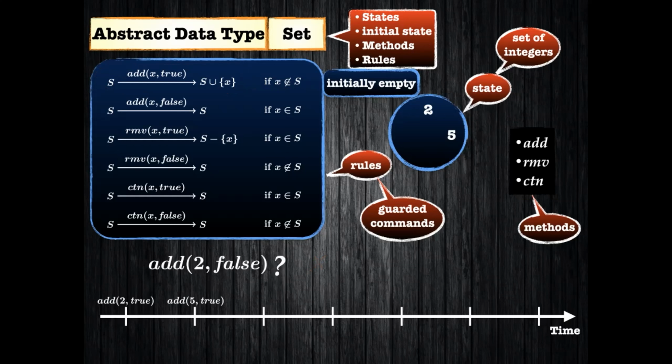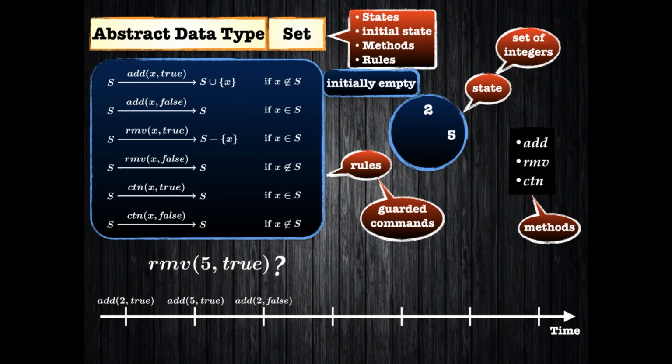I only add to the trace operations that are enabled according to some rule from the current state. But on the other hand, if I ask about add 2 false, then I can instantiate this rule here, because this allows me to add unsuccessfully. I have false. And if you compare with the guard, you see that it tells you that you can indeed execute this rule if X is a member of S. Now, S does contain 2. So this means that this operation is enabled, and I add it to the trace.